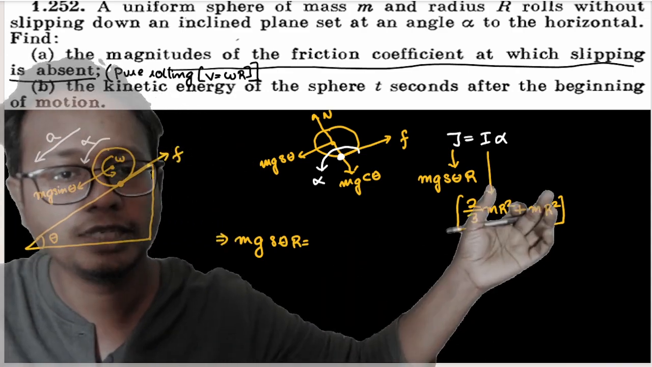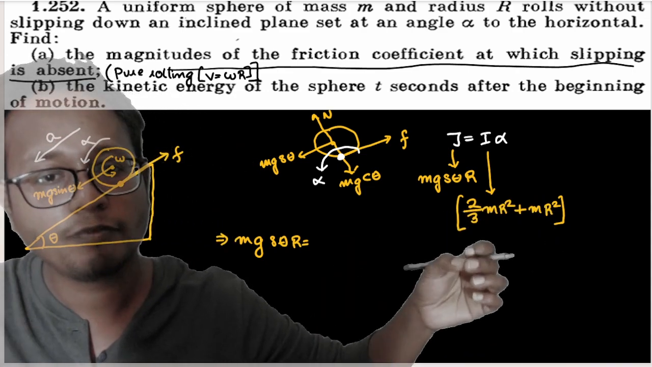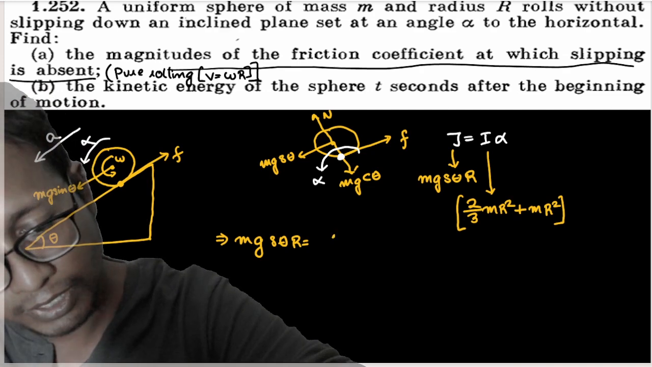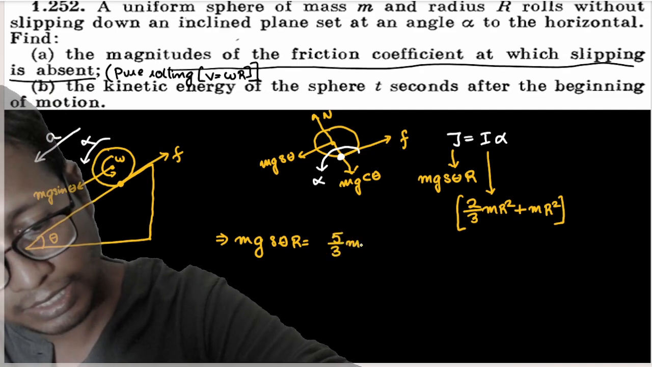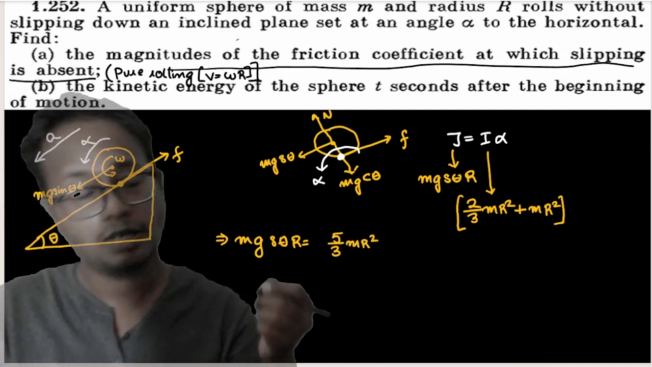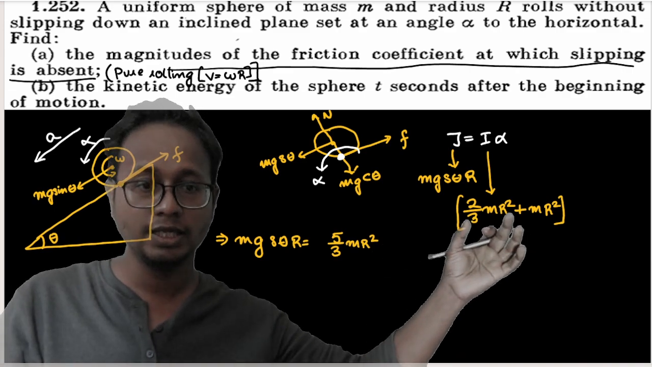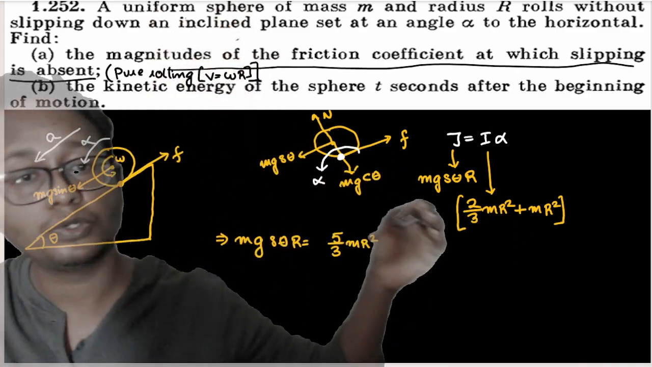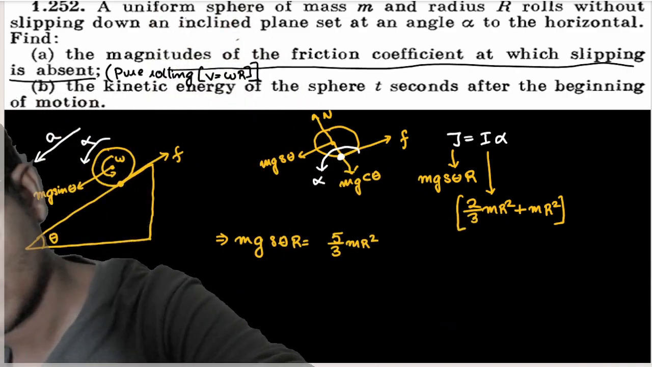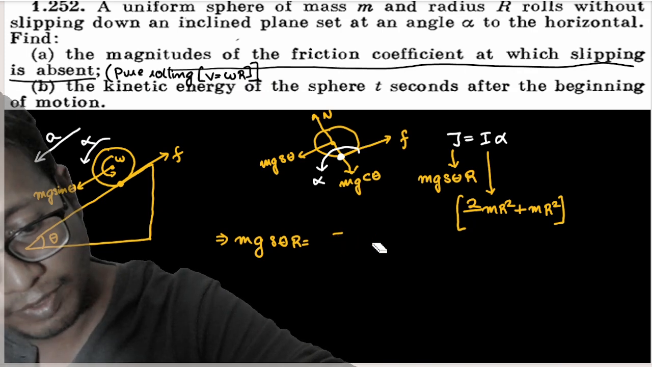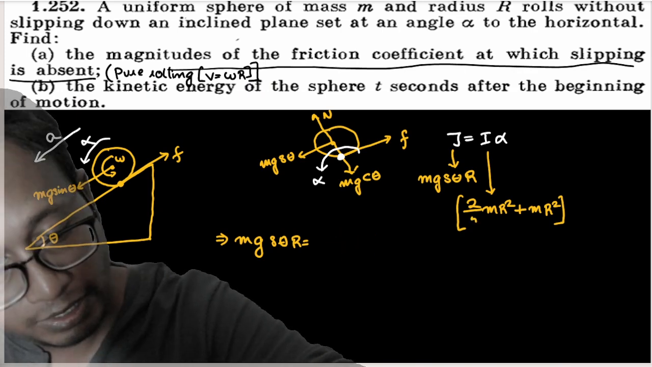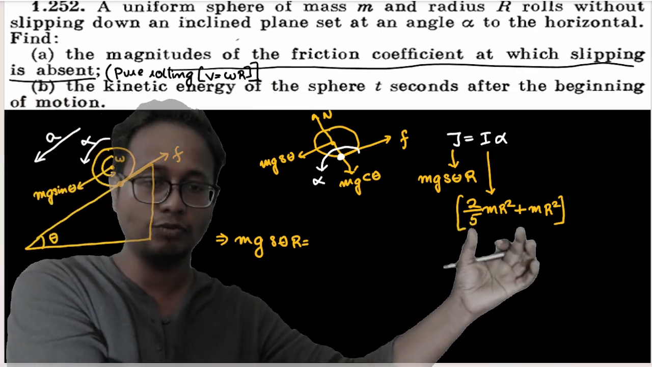So if I take LCM out here, it would be 3, 5 by 3 m r square. Acha, one more thing, I've done a little bit wrong. The moment of inertia of a uniform sphere is not 2 by 3 m r square, it is 2 by 5 m r square. Little bit wrong out here, 2 by 5 m r square. This is my mistake. I made a formula error.